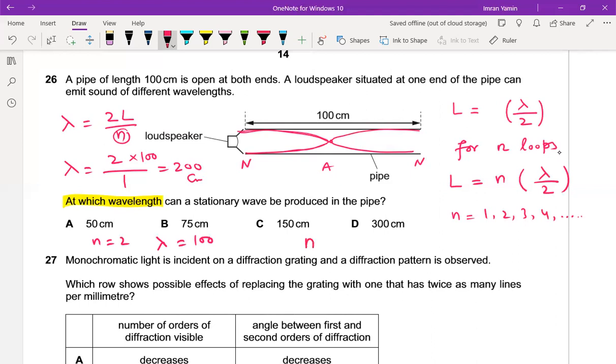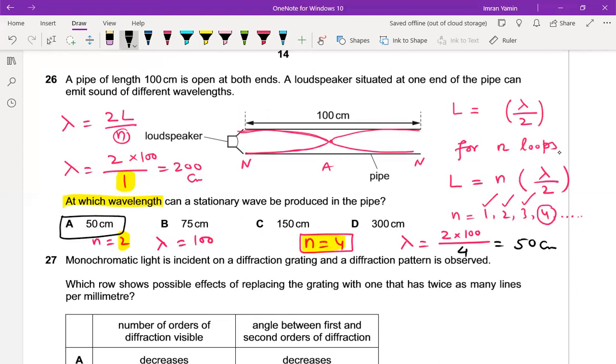But if you take n equal to 4, it means you have to check from n equal to 1, n equal to 2, n equal to 3. When you take n equal to 4, it means there will be 4 loops in this pipe, and then you will find this condition: lambda is equal to 2 times the length of the pipe over 4. The length is 100 centimeter. I have checked n equal to 1, 2, 3, and all of them fail. If I take n equal to 4, then lambda is 50 centimeter, and it is option A.